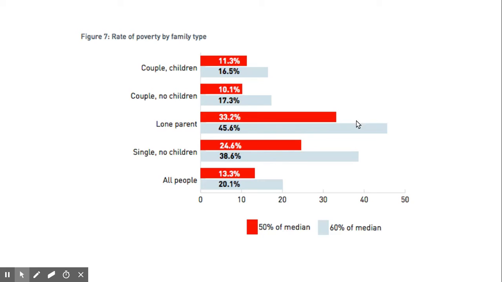The poverty rates in 2013-14 were 33.2% with children and 24.6% without children for singles, compared to couples at 11.3% and 10.1% respectively. This is because single adult households have only a single income, but still have the fixed costs of running a household with or without children.